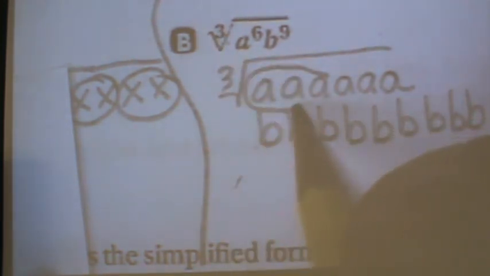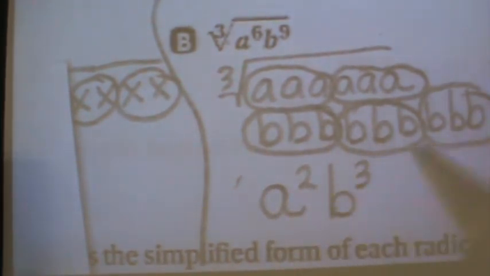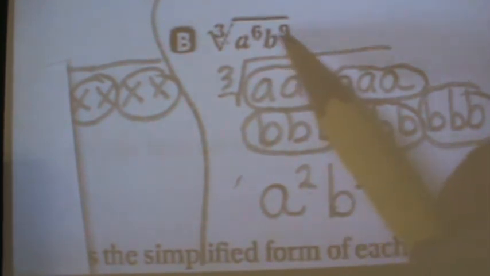Okay, let's try this next one. I'm going to do it both ways, the long way and the short way. We're looking for 3 of a kind. We've got 6 A's and 9 B's. This is the long way. 1, 2, 3, 4, 5, 6, 7, 8, 9. There are 3 A's, and here's 3 A's. We need 3 B's, 3 B's, 3 B's. So what comes out? Not 2A, but A squared, B cubed. Good. Now let's do our little trick. Did it work? 6 over 3 is 2, and 9 over 3 is 3.